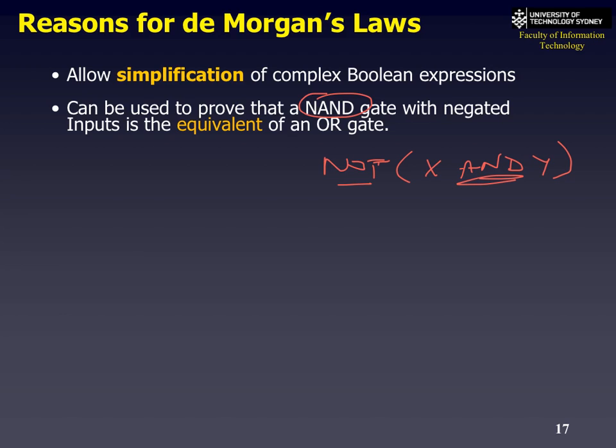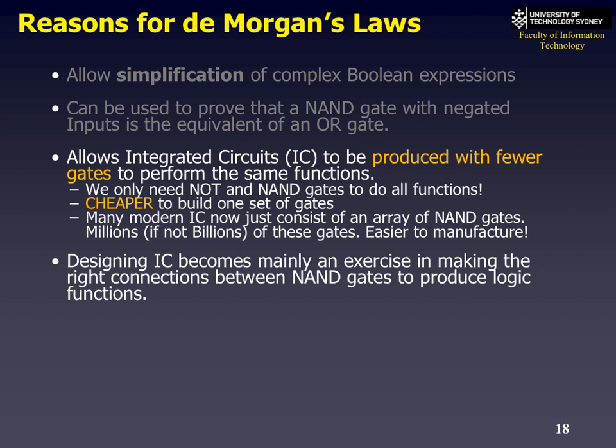You can prove that. When you're building a computer chip, it's as easy to make billions of the same type of logic operation as it is to make multiple different types. So integrated circuits can be produced with far fewer gates to form the same functions. You simply need NOT gates and NAND gates to do virtually all the functions. Build everything out of small Lego blocks, and it's very easy to make very powerful and very complex integrated circuits and CPUs. So all you do is you connect these NAND gates and you can make logic functions. We'll talk about that in part 3 when we look at arithmetic.